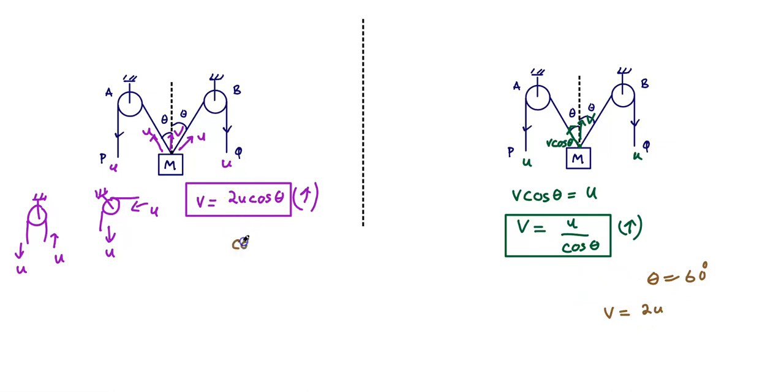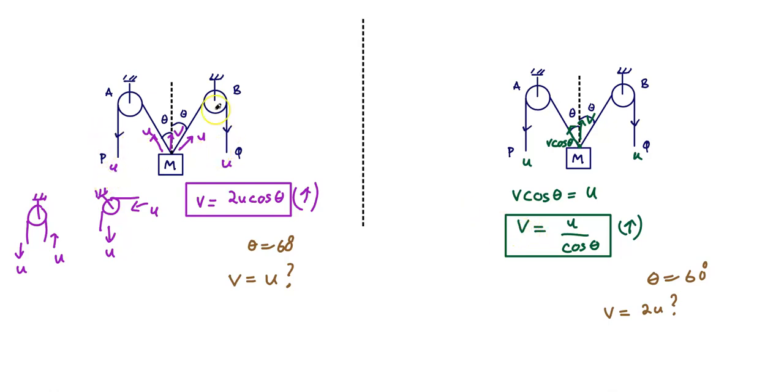And let's try the same thing here. Theta equals 60 degrees, which means cos theta is half. So v will equal u. So which one of these is correct? Which one of these do you think intuitively makes more sense?